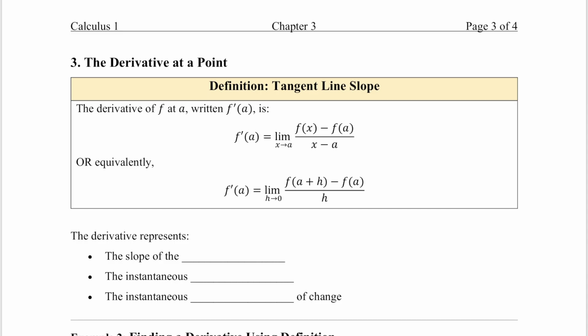So, the derivative represents several important ideas. First, it represents the slope of the tangent line to the graph. Second, in many applications, the derivative represents instantaneous velocity. Third, more generally, the derivative represents the instantaneous rate of change of a function. So, whenever we want to know how something is changing at a specific point, we use the derivative.